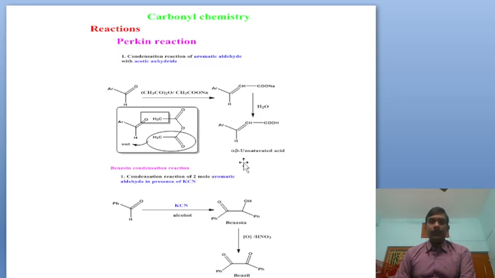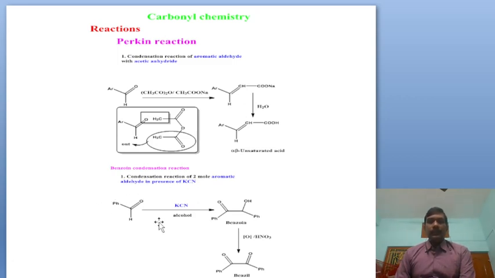This is the alpha beta unsaturated carboxylic acid compound. The condensation reaction of two molecules of aromatic aldehyde in presence of KCN. This is the benzoin condensation. Next reaction is the benzoin condensation.